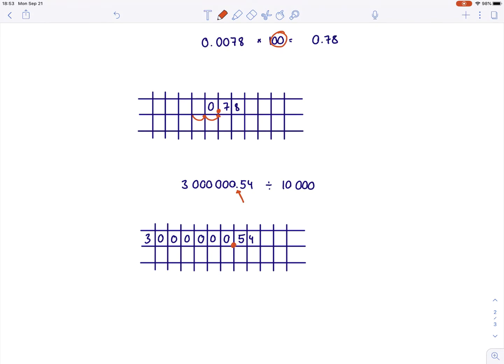So here we have 4 zeros. And we want to do division, so we need to shift to the left. So now we're going to do 1, 2, 3, 4. And here's our new decimal point. So let's write the result. It's going to be 300 point. And now we have 4 zeros, 5, 4. This concludes a brief introduction on how to solve decimal problems.